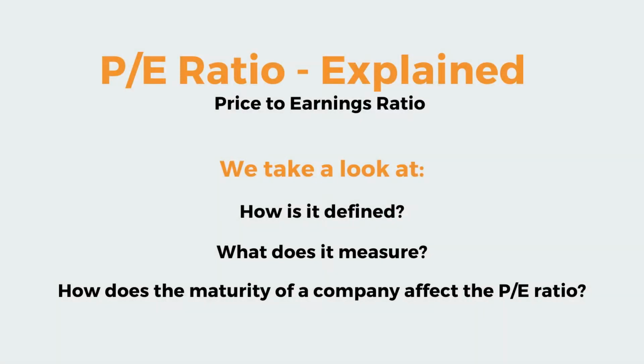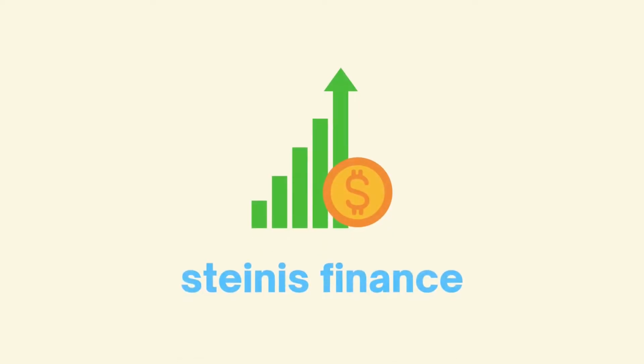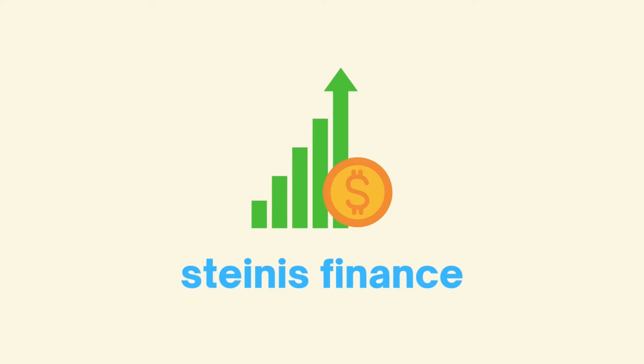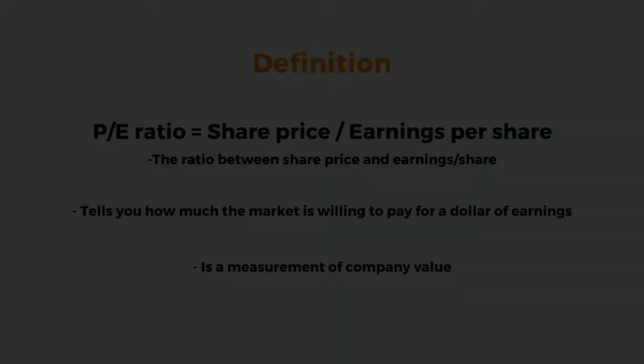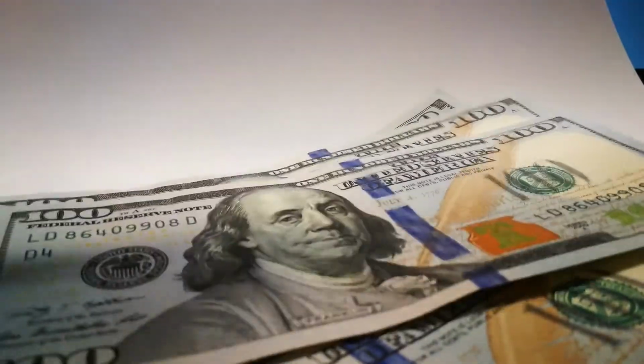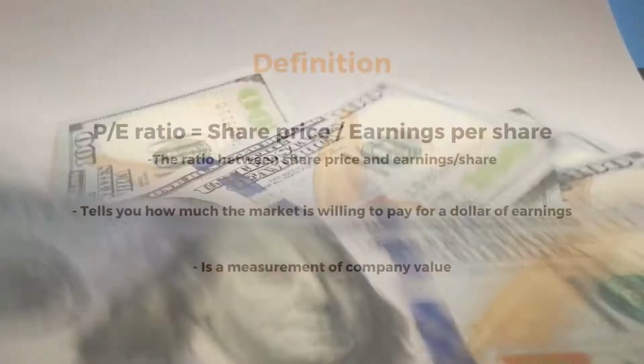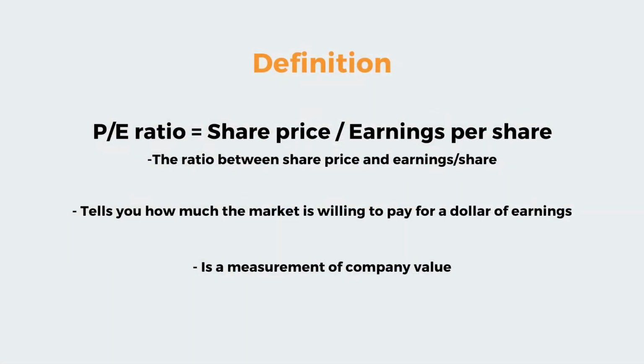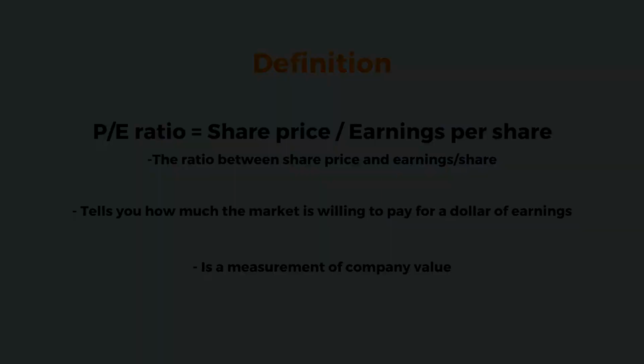In this video, I'm going to explain the PE ratio, one of the most commonly used numbers when looking at stocks. The PE ratio, or price to earnings ratio, of a stock is defined as the share price divided by the earnings per share. So the PE ratio tells us how much the market is willing to pay for $1 of earnings. In other words, it is a measure of a company's value.